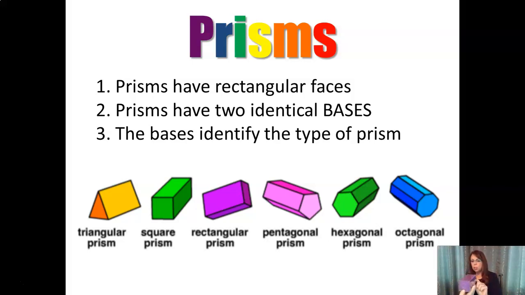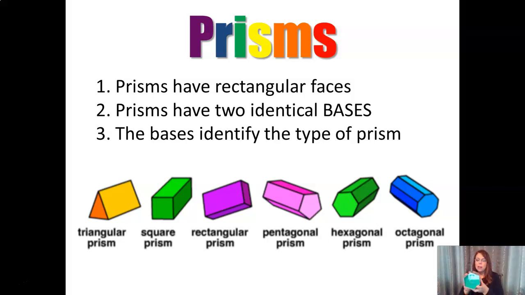Okay, the bases are squares. Now the sides are rectangles, right? But to be a prism, you have to have rectangular faces. So the rectangles just make it a prism, but the squares on the end identify what kind of prism it is. It is a square prism.